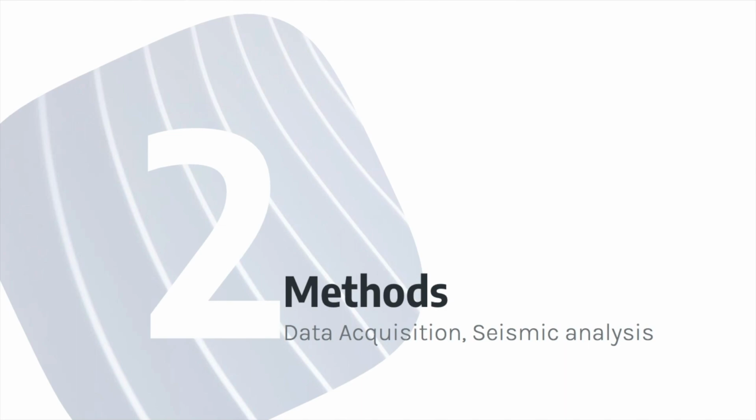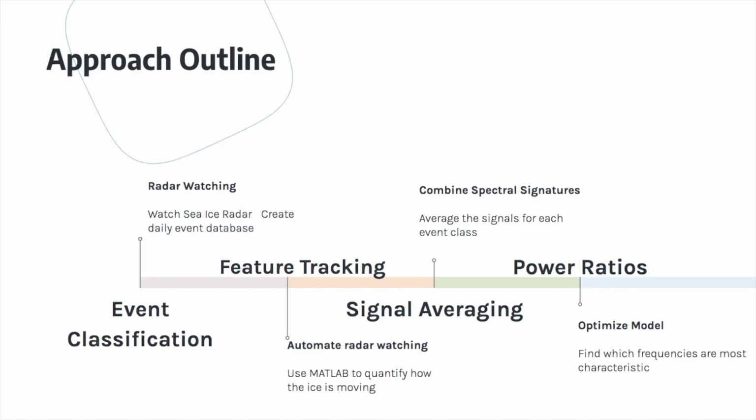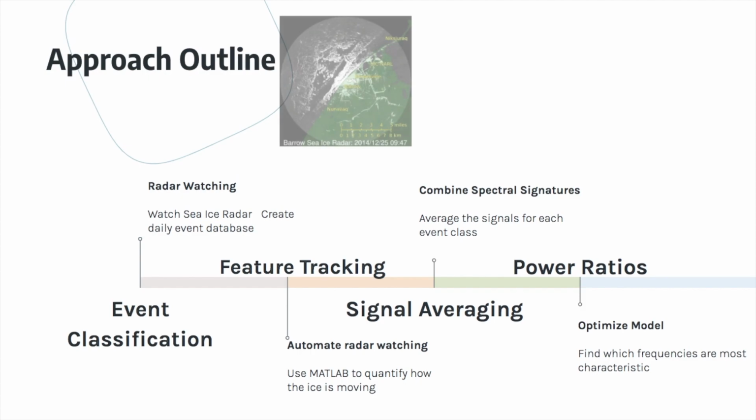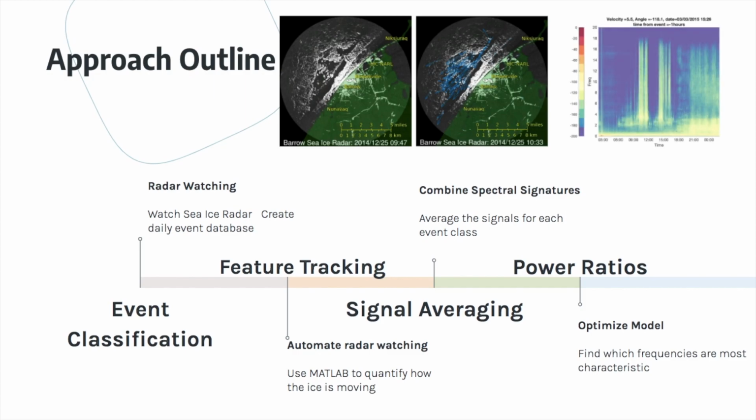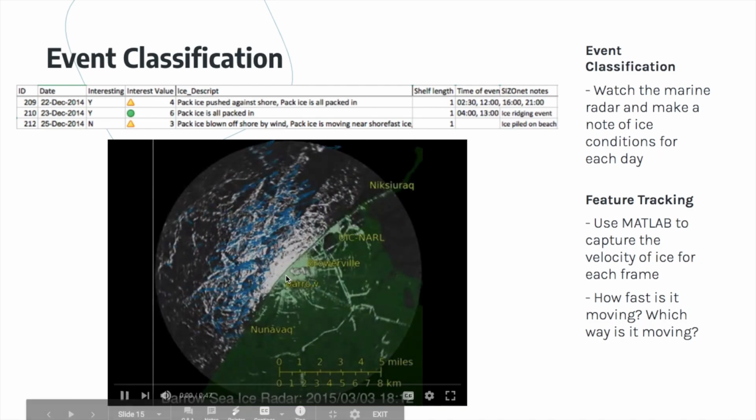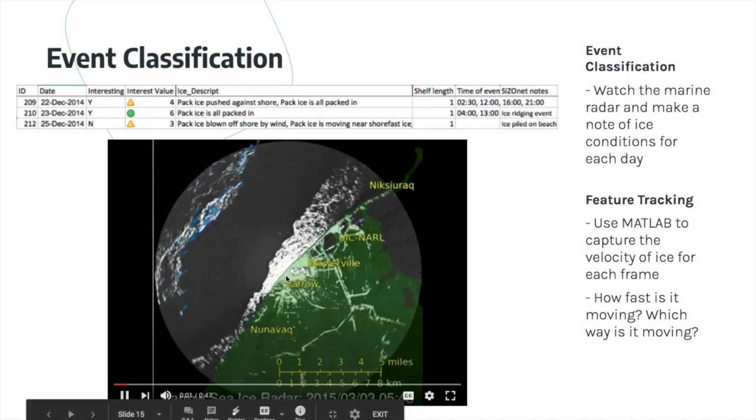And now onto our methods. There were 4 steps to our approach: watching radar footage to choose events, applying feature tracking to that radar footage to quantify speeds, averaging the seismic signals of events, and finally comparing power ratios of those events. Once again, the first step was event classification.